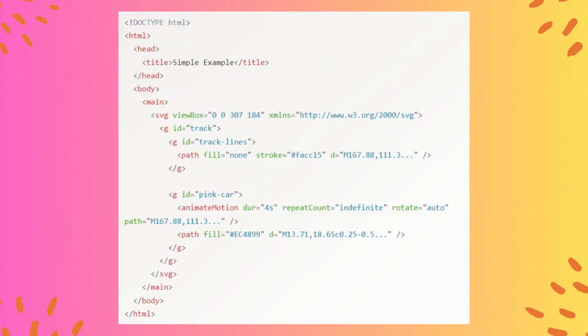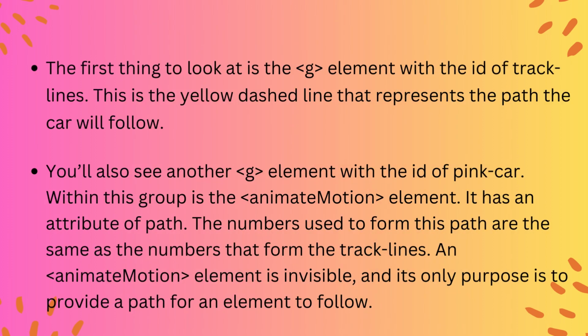This is the code for animating cars with HTML and SVG. The first thing to look at is the G tag element with the id of track lines. This is the yellow dashed line that represents the path the car will follow. You'll also see another G tag element with the id of pink car. Within this group is the animate motion element.